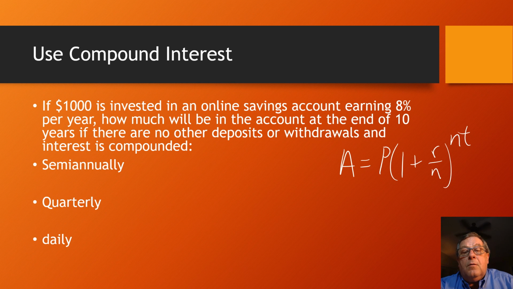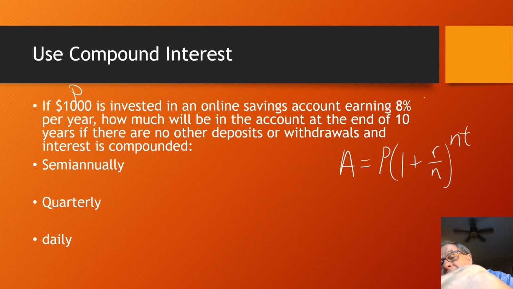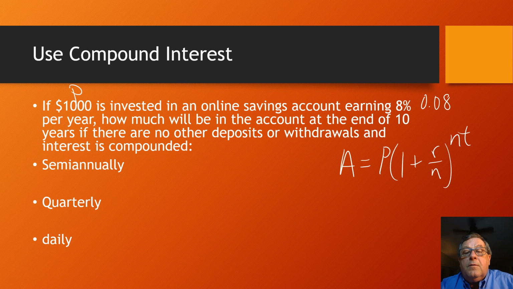accrues compound interest. So here we got a problem. It says if $1,000, that's the principal, this is the P, is invested in an online savings account earning 8%, and we're going to express that as a decimal, 0.08 per year. That's the 0.08, our rate of return. How much will be in the account at the end of 10 years? Well, 10 years is our T. This is T. This is R.